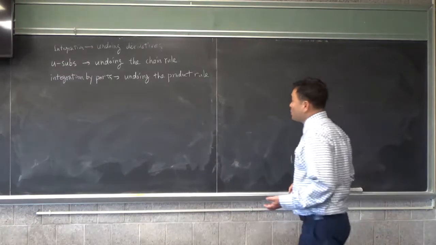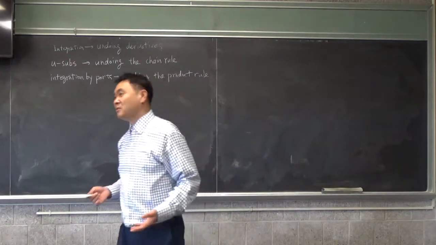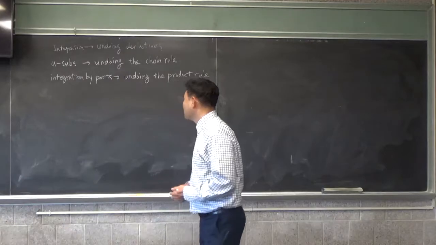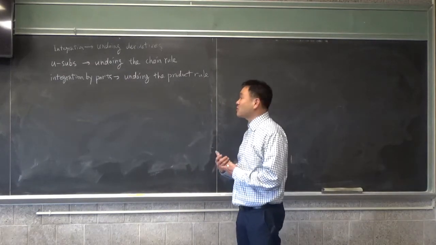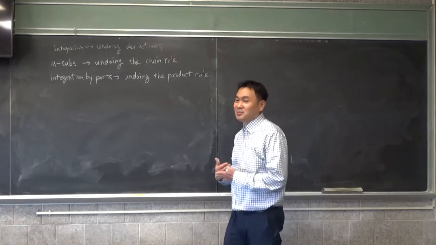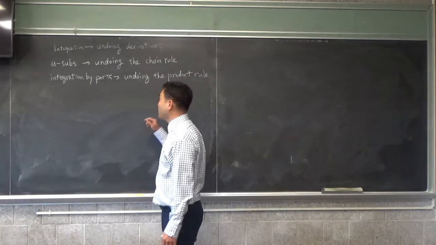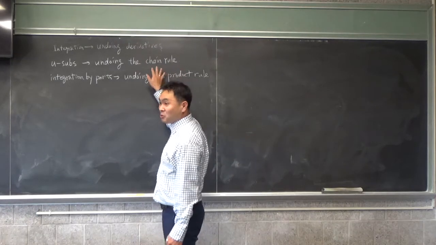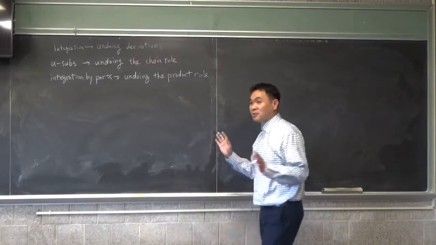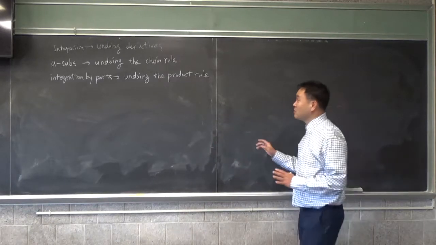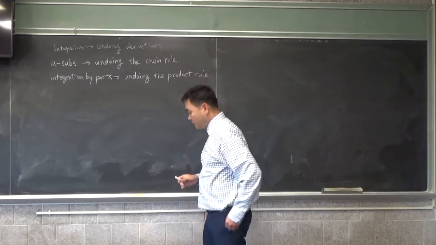Then naturally you would wonder, well, is there a way to undo the quotient rule? Well, you can undo it, but it just doesn't have a name. You know, quotient rule is really product rule and chain rule together. So just having these two will be enough. Anything that has quotient rule involved, these two are enough. Okay? All right.